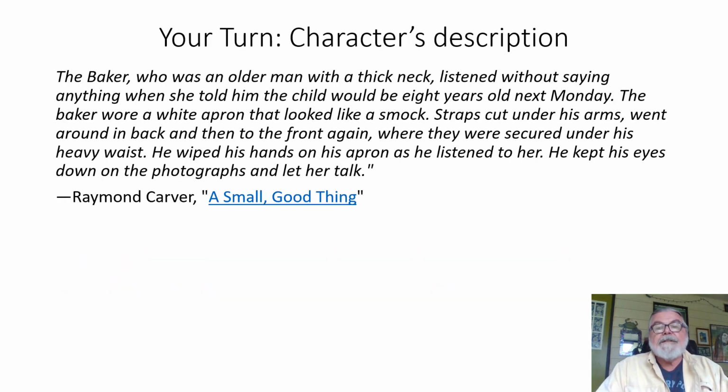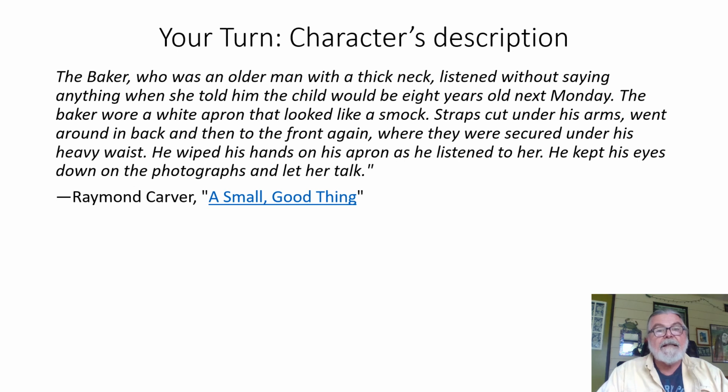All right, this next example, we're working with the character's description. When an author describes a character, the way the character looks, the mannerisms of the character can reveal things about the character to us. And again, we make inferences. So I read it: the baker, who was an older man with a thick neck, listened without saying anything when she told him the child would be 8 years old next Monday. The baker wore a white, okay, baker, child, 8 years old, he's making a birthday cake.